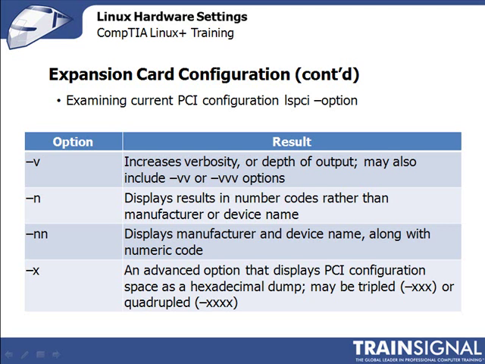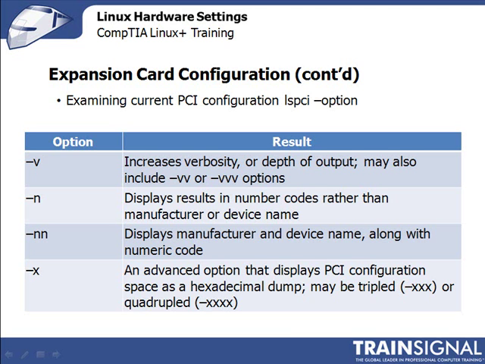If we were to type in lspci without any options, we'd receive a single line listing of all the PCI cards in our system. But if we were to try it with the -v option, we could see that the output would be expanded to multiple lines and would include additional information like the kernel, different modules, or regions.